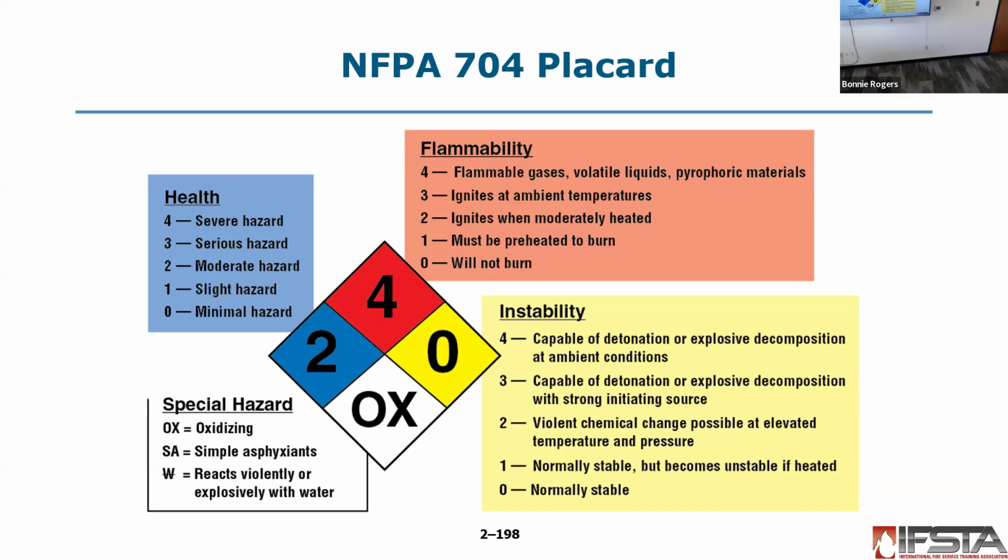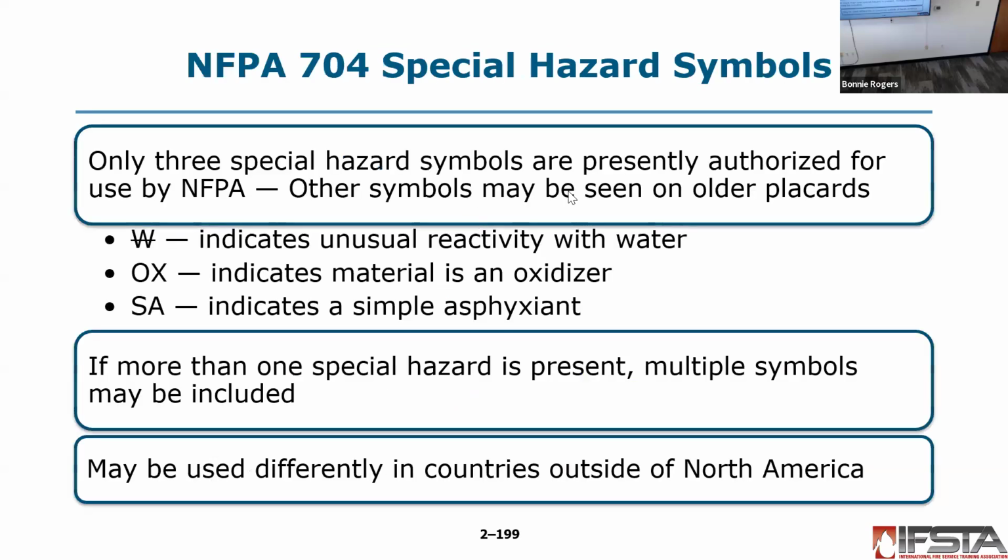Yeah. And then this is where we're gonna see those special hazards. So oxidizing, simple asphyxiant, or the reacts violently with water. So that's gonna be the W with the cross through. If there's more than one special hazard, you'll see the multiple symbols. Just note if you're outside the US, it might be a little bit different.